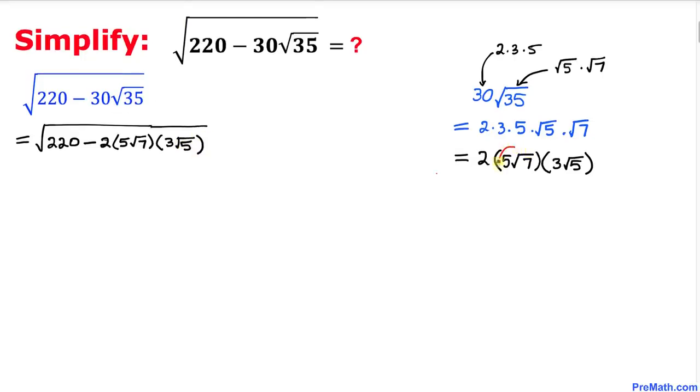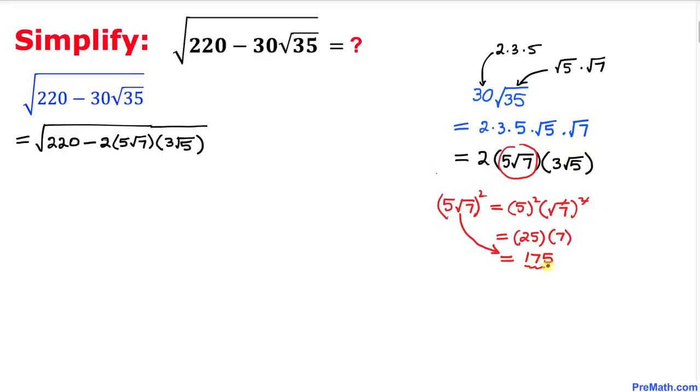Now let's focus on this 5 times square root of 7. Let me just go ahead and write down 5 times square root of 7, and let's take the square of this one. That is going to give us 5 square times square root of 7 and then square, and this 5 square is going to be 25, and here this square and square root undo each other, times 7. So 25 times 7 is going to be 175. So that means this whole thing is equal to 175.